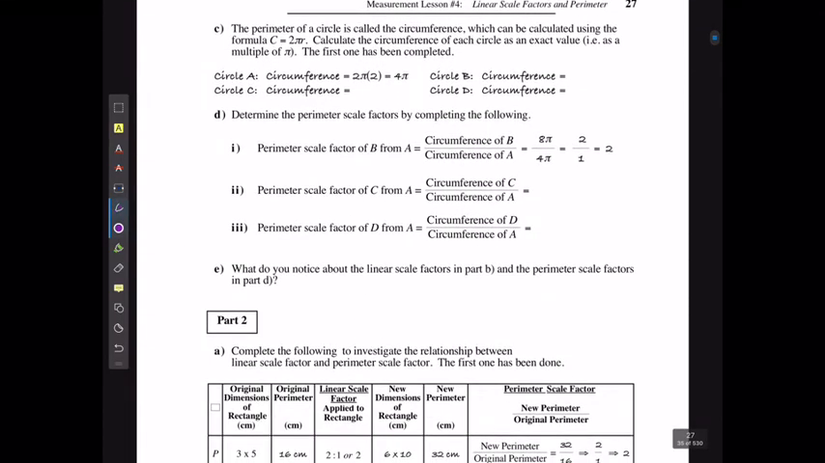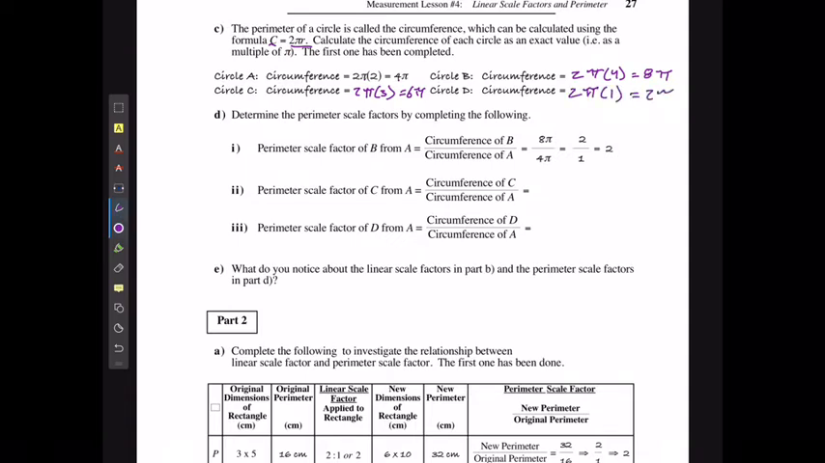The perimeter of a circle is called the circumference, which can be calculated using circumference is equal to 2 pi r. So for A, the circumference is going to be 2 times pi times the radius of 2, or 4 pi. For B, that would be 2 times pi times 4, which would be 8 pi. C would be 2 times pi times 3, which would be 6 pi. And D would be 2 times pi times 1, which is just 2 pi.